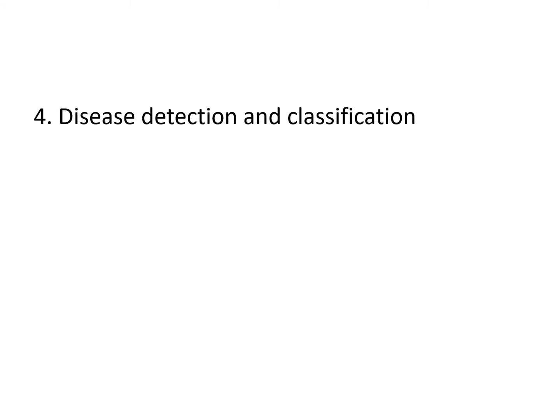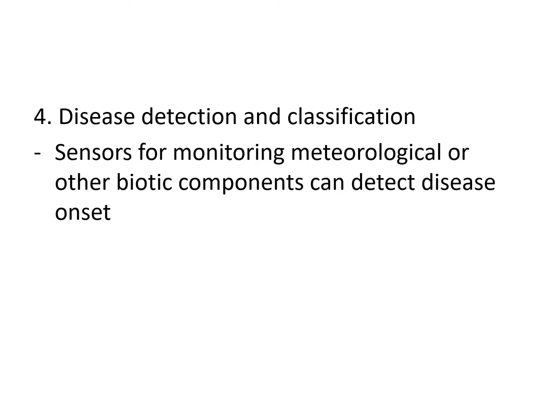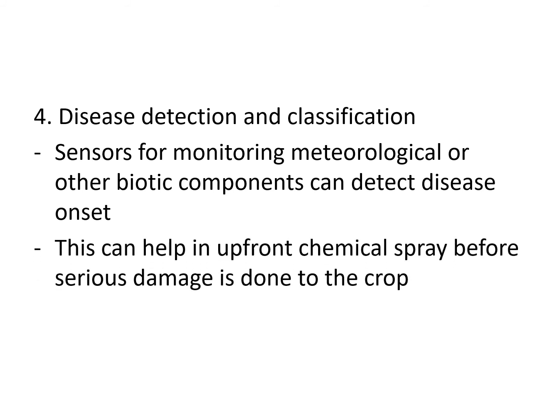Another area where sensors are used in precision ag is disease detection and classification. And here we are saying that sensors for monitoring meteorological or other biotic components can detect the disease onset. So this can help in upfront chemical spray before serious damage.